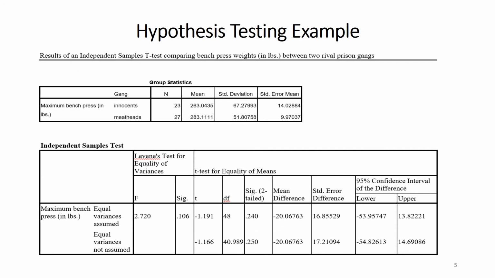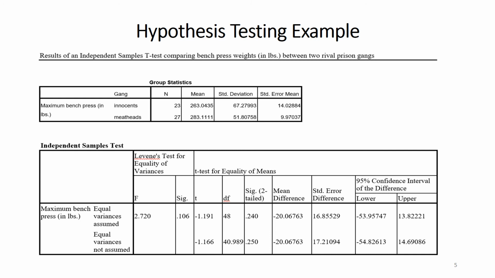Here is a picture of an SPSS output for an independent samples t-test. And as you can see, let's just take a look at what we're seeing on this particular slide. You'll see that it says results of an independent samples t-test comparing bench press weight in pounds between 2 rival prison gangs. So that first box, the box that's titled Group Statistics, this gives us information about our variables and our sample. So if you did not have that heading at the top of the slide and were simply given this output, you start with the group statistics and you can start to get an idea of what you're looking at.